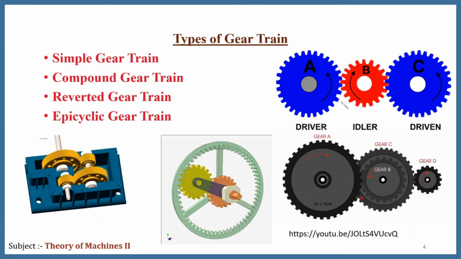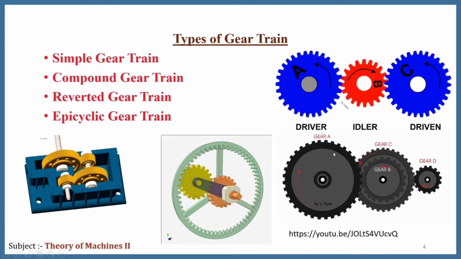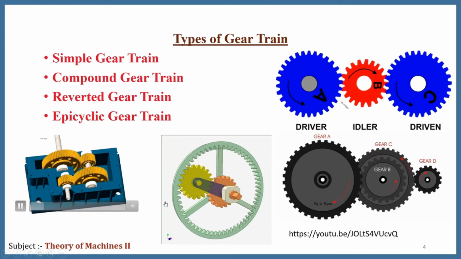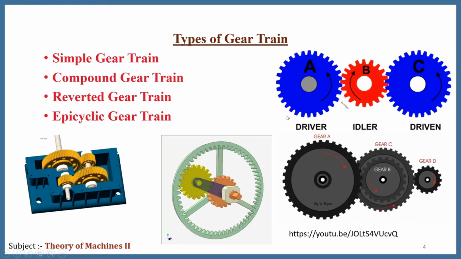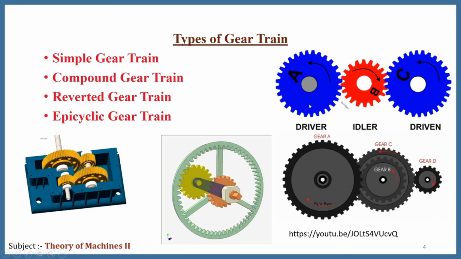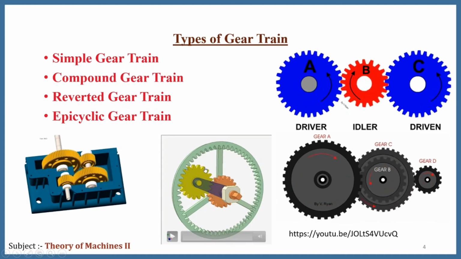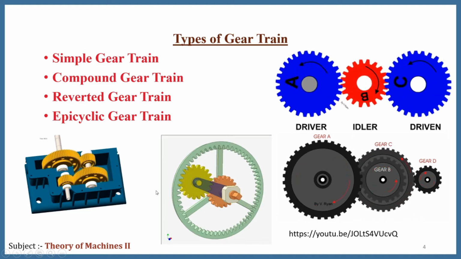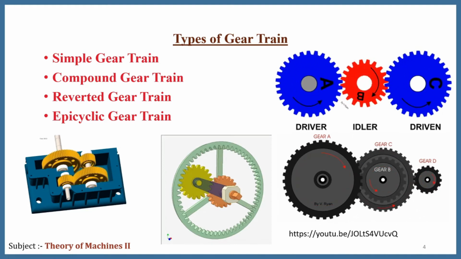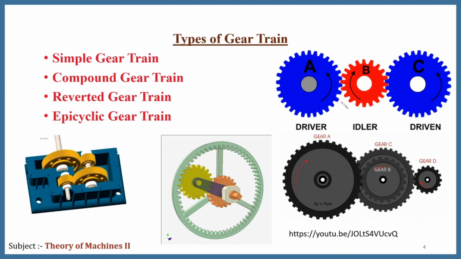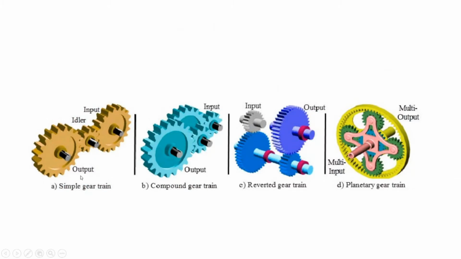These are the total four types of gear trains. One is the simple, compound, reverted and the epicyclic gear train. One thing which is very interesting: in all the types of gear trains, simple, compound and reverted, the degrees of freedom is 1, except this epicyclic gear train, which has 2 degrees of freedom. How it has 2 degrees of freedom, we'll discuss later, but this is something you have to remember. These are again the simple gear train, compound, reverted and the epicyclic gear train.